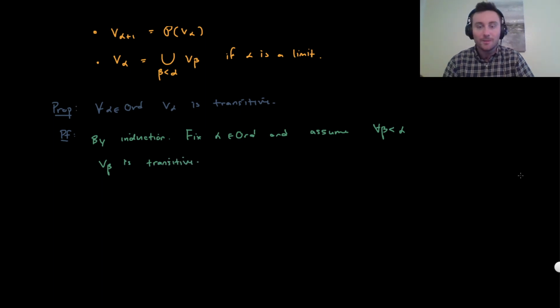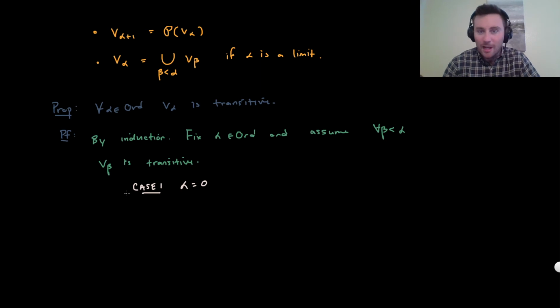Okay, so now what we're going to do is consider the various cases on alpha. Alpha is either 0, or a successor ordinal, or a limit ordinal. We're going to consider those three cases and then argue in each case that V alpha is transitive. So what's case 1? Well, if alpha is 0, this statement is actually not helpful for us at all. Vacuously, it would then be true that for everything less than 0, that thing is transitive. That's vacuously true because there's nothing less than 0.